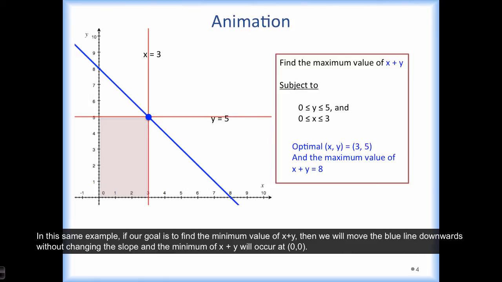In this same example, if our goal is to find the minimum value of x plus y, then we will move the blue line downwards without changing the slope, and the minimum of x plus y will occur at 0 and 0.